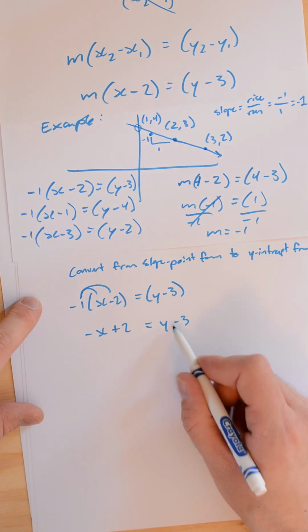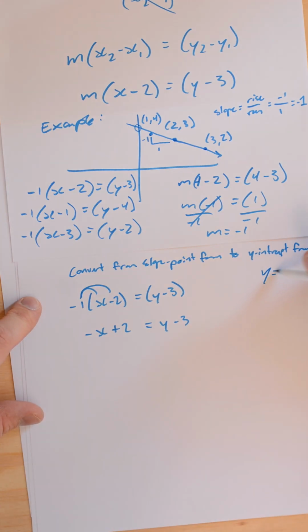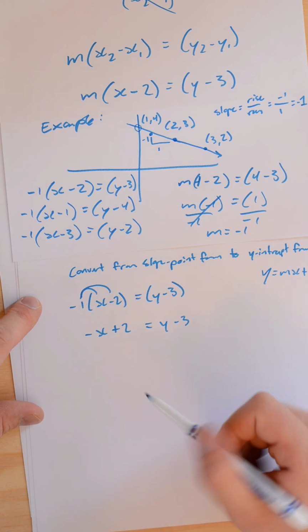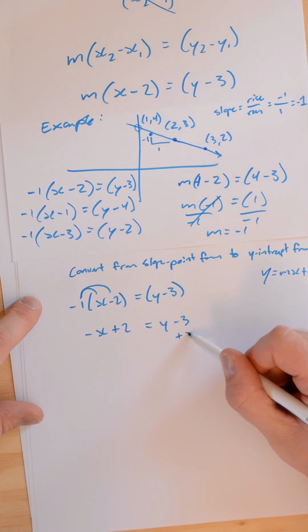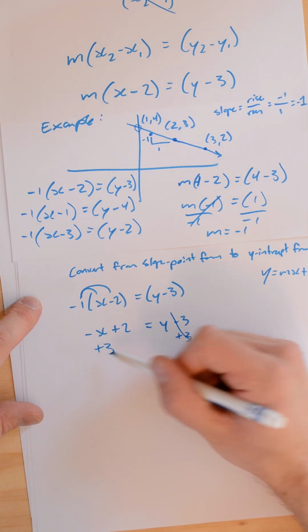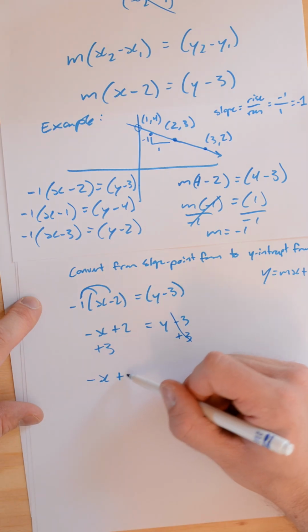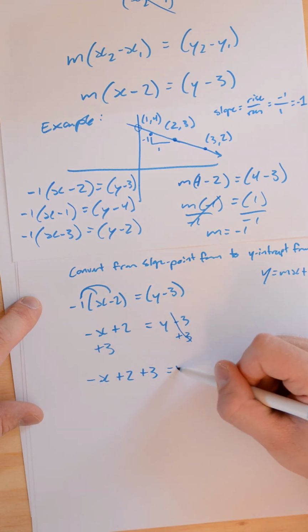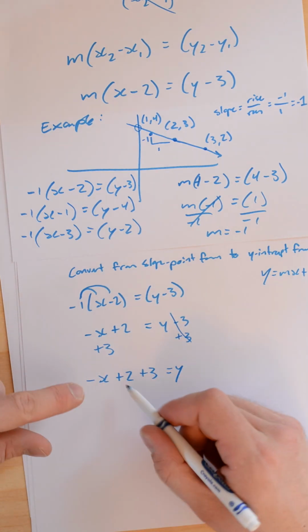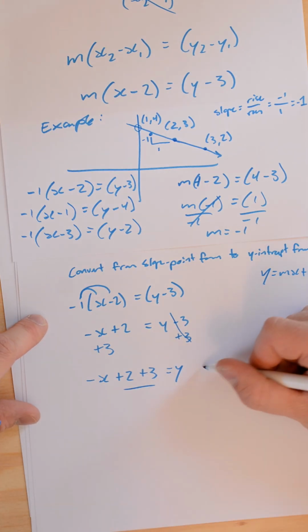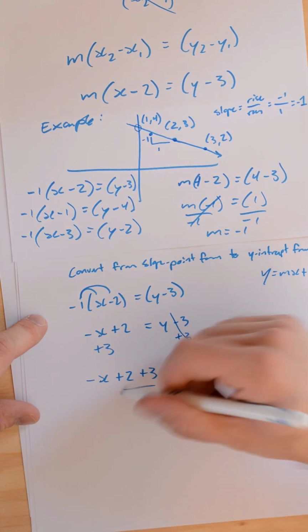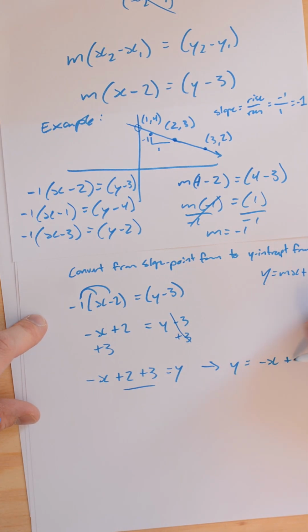Now we want to isolate y, because remember our target is this formula, y equals mx plus b. So I want to isolate y. Well, what if I add 3 to both sides? So now I have negative x plus 2 plus 3 equals y. I'm going to just write it in a different order and combine my like terms. So this turns into y equals negative x plus 5.